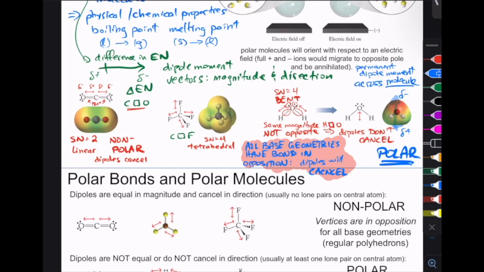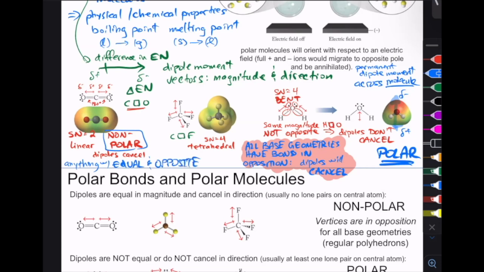So let's add that little statement, right? Nonpolar is going to be anything that's equal and opposite dipoles. Now, that's dipoles in the bonds, bond dipoles.